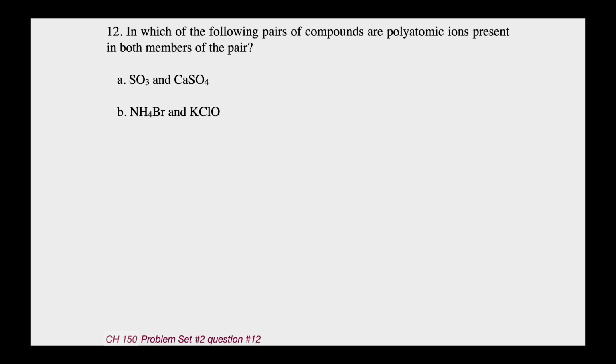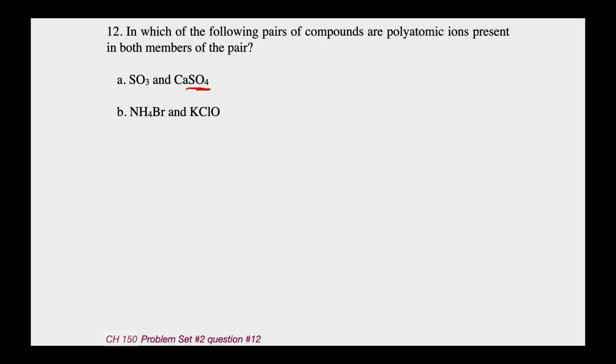It says, which of the following pairs have polyatomic ions present in both members of the pair? Basically it's saying, in the compounds listed, do both of the compounds have a polyatomic ion? Let's look at A. Calcium sulfate, the second one, SO4, is a polyatomic ion.